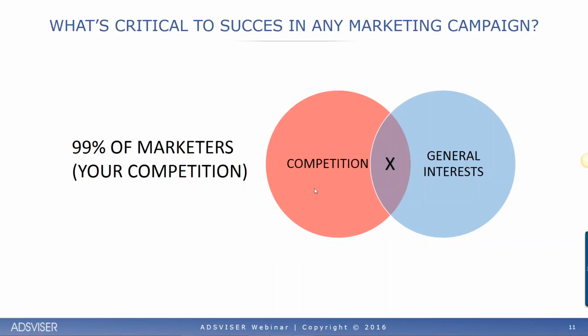You do not want to be in the 99% of marketers that are targeting every single thing that the other marketer is targeting, okay? So what we want to do is get out of the X. And one of the ladies on here before basically hit it on the head: we need to find the buyers. So we need to enter buyers into this equation, okay? It's not just competition and it's not just general interests.